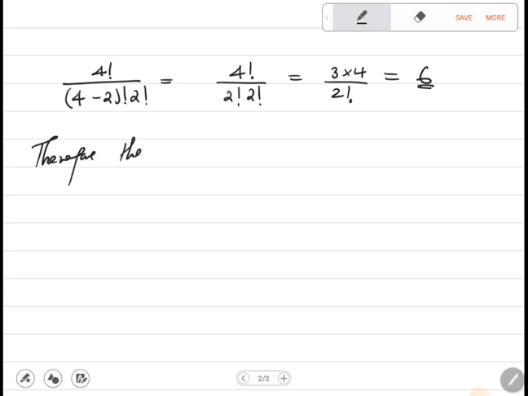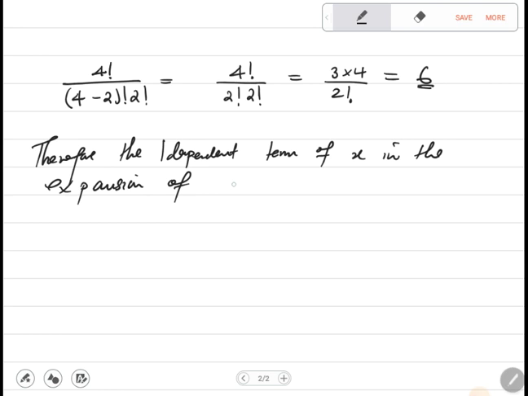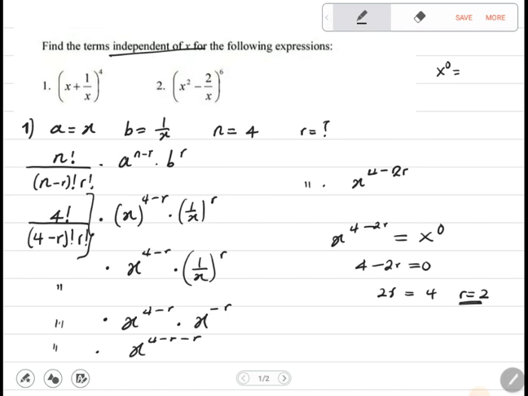Therefore, the independent term of x in the expansion of x plus 1 over x to the power 4 is 6. We didn't find anything here that we could have replaced r with again. No, everything was just giving us a 0.